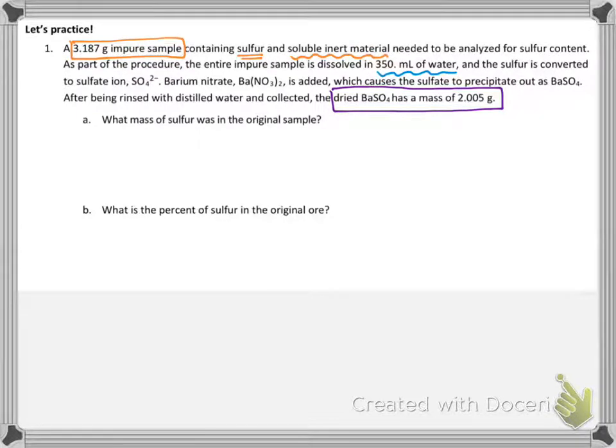Okay. First, we need to kind of extract the numbers that we need, right? You got so many grams of an impure sample containing sulfur and soluble inert material. By the way, inert means does not react, so that would not be part of a chemical reaction. So we dissolve our impure sample in 350 ml of water, and then we are going to precipitate. So the sulfur got converted to sulfate. We precipitate sulfate with barium, forming barium sulfate, and we dry it, measure the mass, all that stuff.